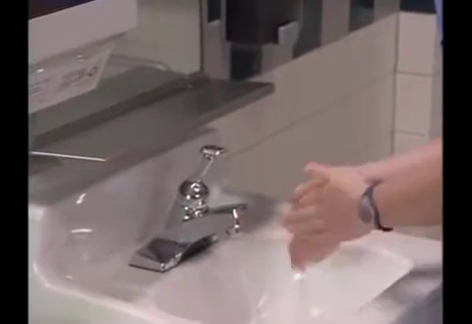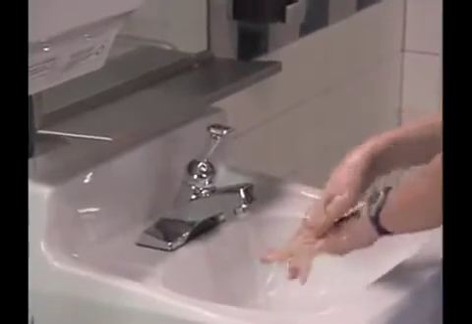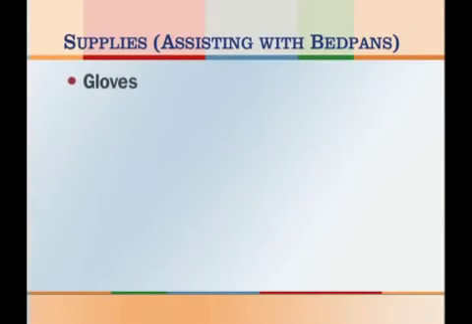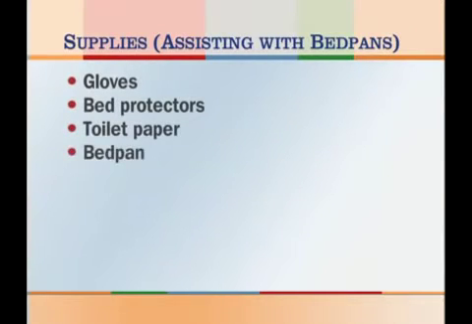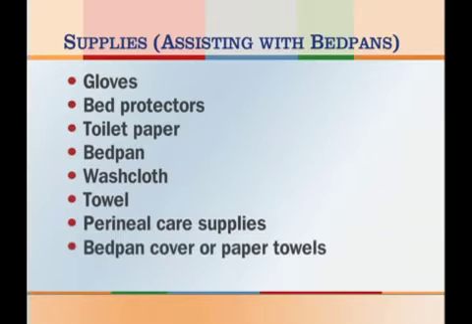To assist someone in using a bedpan, begin by washing your hands. Then, gather your supplies. These include gloves, bed protectors, toilet paper, a bedpan, a washcloth, a towel, perineal care supplies if needed, and, if the bed protector will not be used to cover the bedpan, a bedpan cover or paper towels.